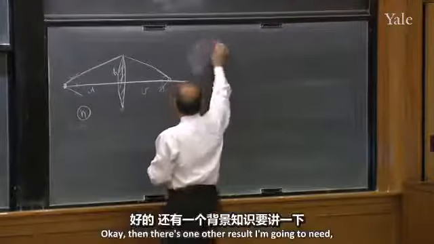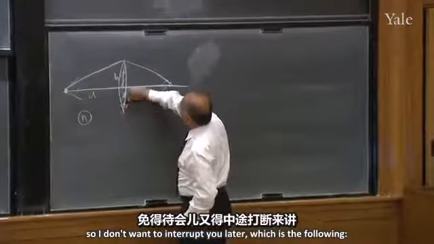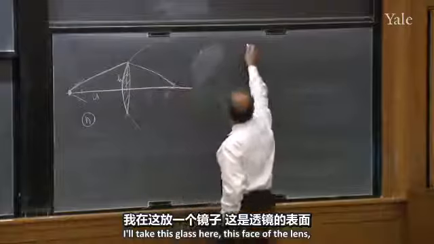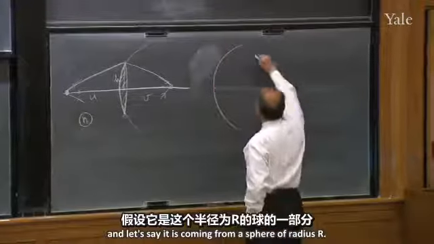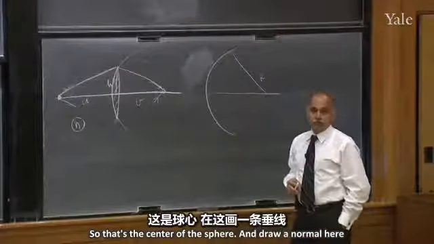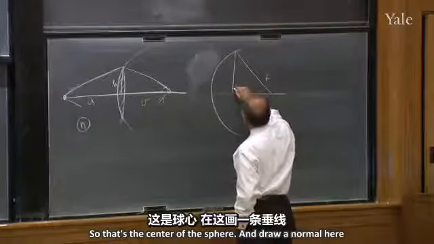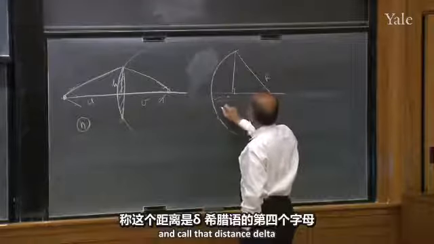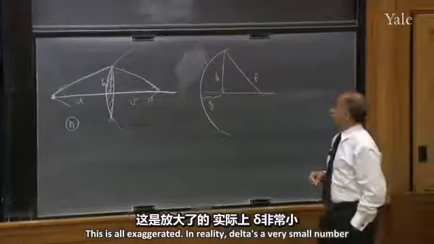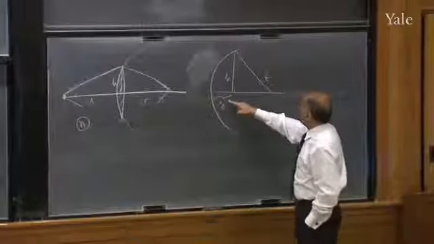Okay, then there's one other result I'm going to need, so I don't want to interrupt you later, which is the following. I'll take this face of the lens, and let's say it's coming from a sphere of radius r. So that's the center of the sphere. Draw a normal here, and call that distance delta, and call this height h. This is all exaggerated. In reality, delta is a very small number. I'm going to need an approximate formula for delta in terms of h and r.